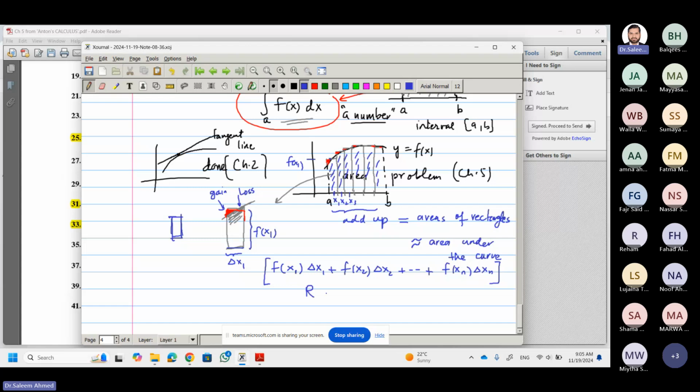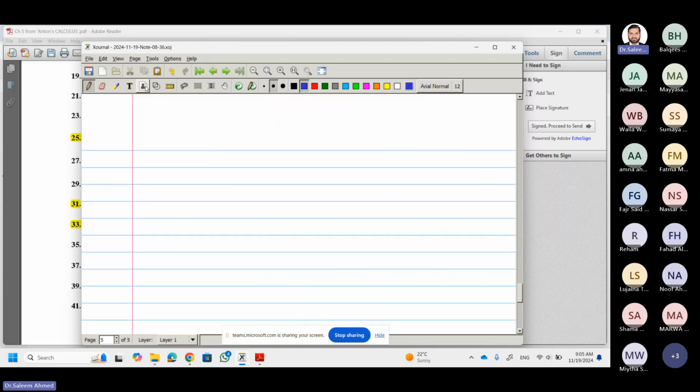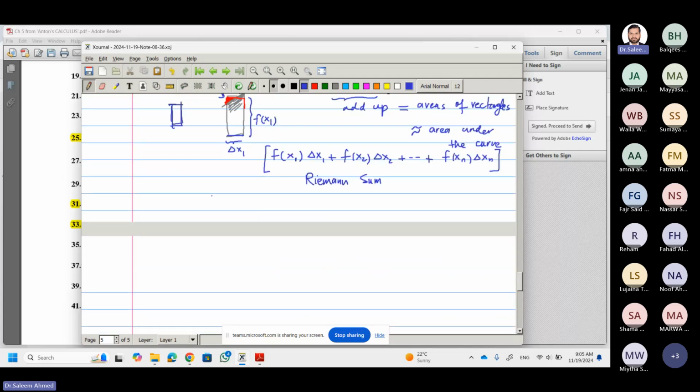This is called the Riemann sum. Riemann was the name of a mathematician who came up with this idea. But this is also defined as the definite integral. If you take the limit as n goes to infinity, this gives you the actual area. Your area is approximately equal to this one. Okay, approximate area.